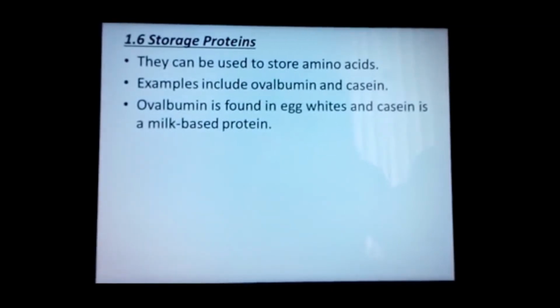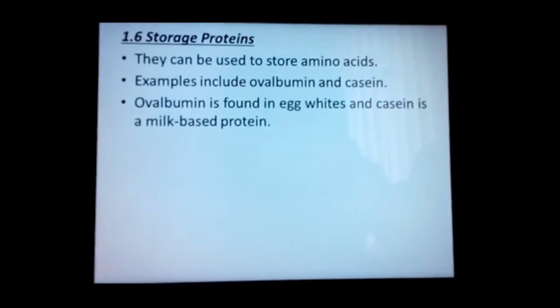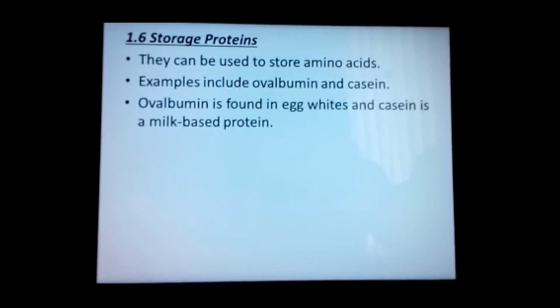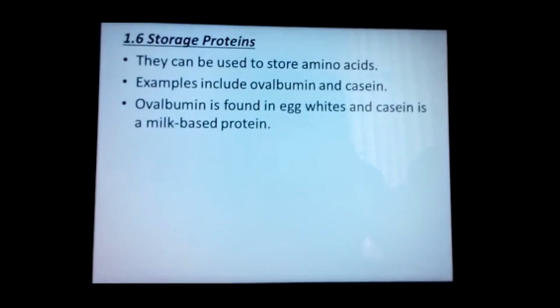Sixth is storage proteins. They can be used to store amino acids. Examples include ovalbumin and casein. Ovalbumin is found in egg whites, and casein is a milk-based protein.